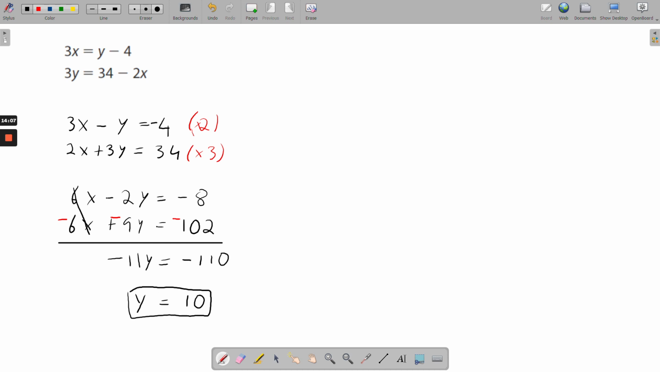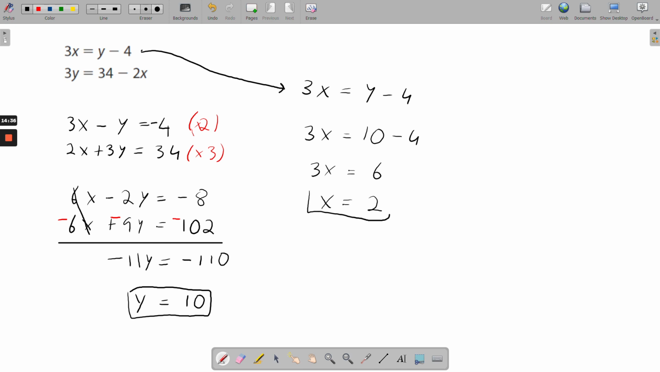Then we just do the same process as before. We just take either of these equations. It doesn't matter if we take the original one or the modified one. I'll take one of the original ones: 3x is equal to y minus 4. And this time we're just going to replace y with 10. So you're going to get 3x is equal to 10 minus 4, 3x is equal to 6, and then x is equal to 2. You divide both sides by 3.